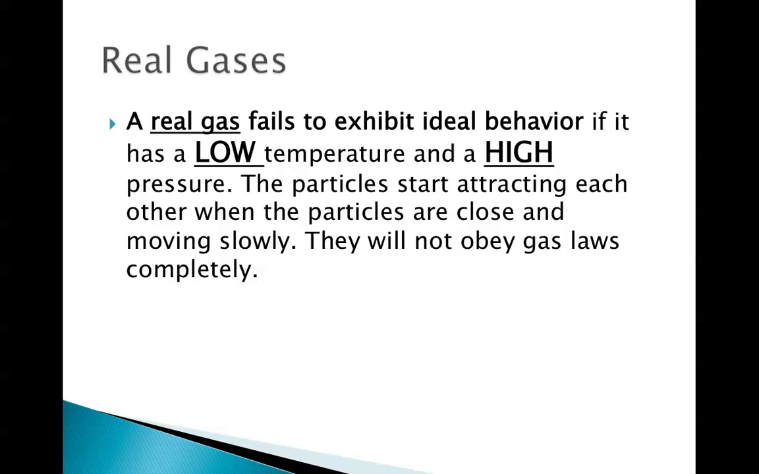Real gases fail to exhibit ideal behavior if they're at the opposite conditions, at a low temperature and a high pressure. The low temperature means they're moving at a slower speed, and at the high pressure they're going to be really close together. So they're going to have bigger IMFs and attractive forces between them, which then means that they're going to stray from the ideal gas in KMT. They're not going to obey the gas laws completely.